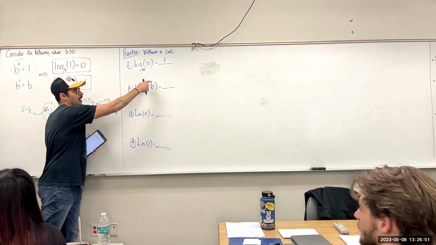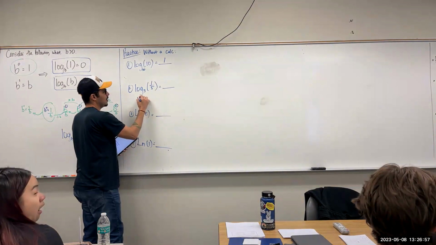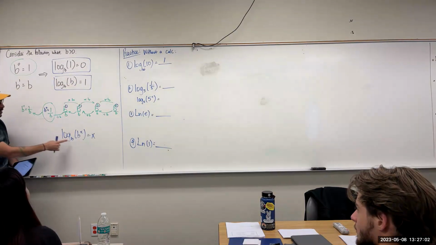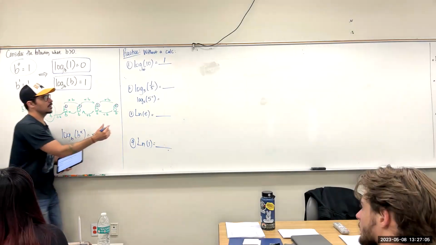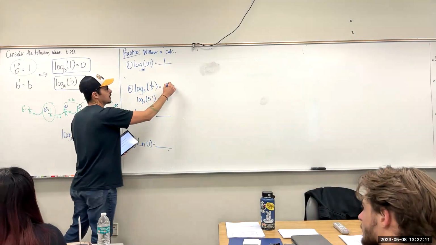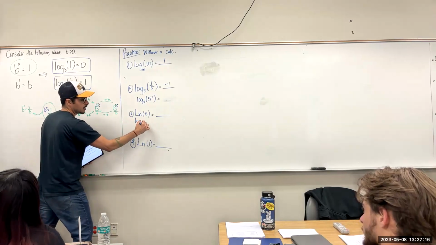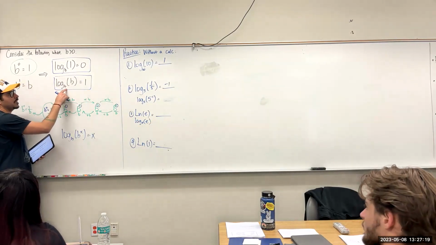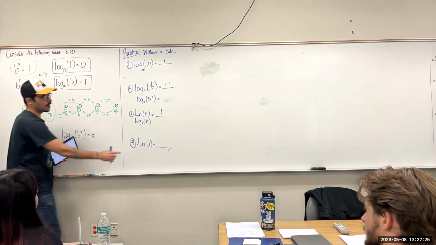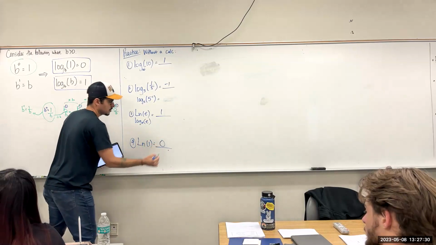Here, what did you have to do for this guy? Yeah, you have to write this as log base 5 of 5 to the negative 1, so then it equaled negative 1. This is really log base E. Log base B of itself is a 1. And then the log of any base of 1 is going to be 0.